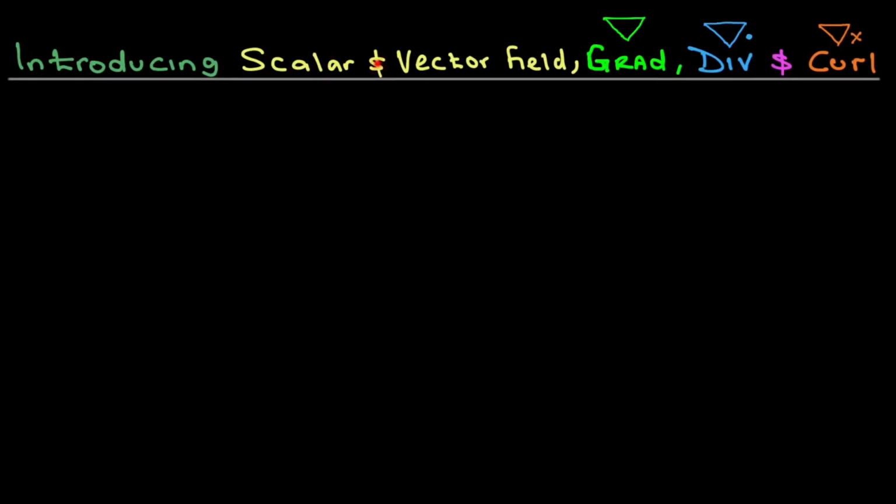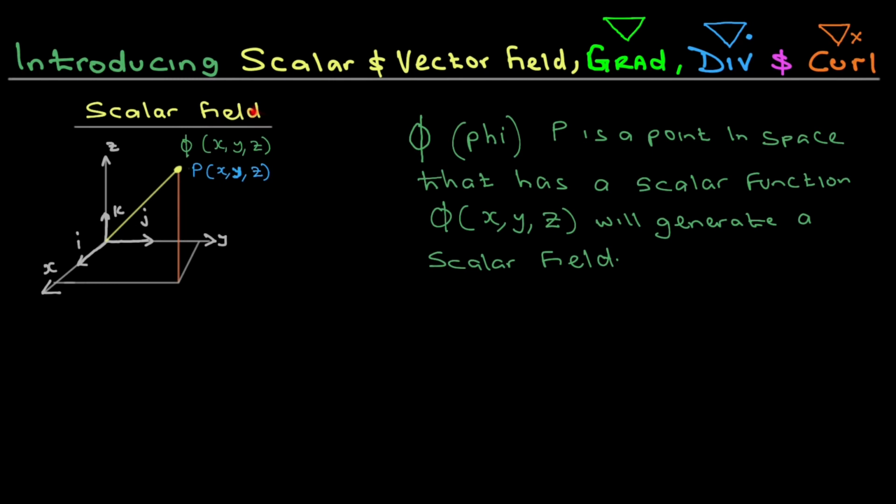Introducing scalar field, vector field, grad, that's a symbol for grad, div, that's a symbol for div, and curl, that's a symbol for curl.